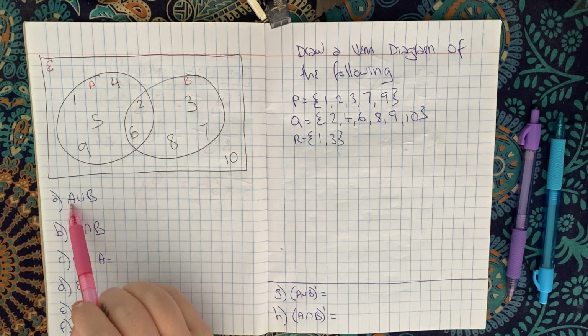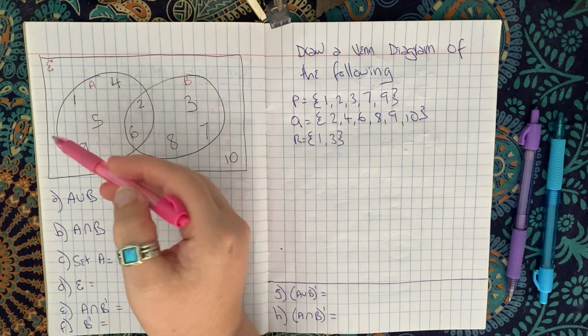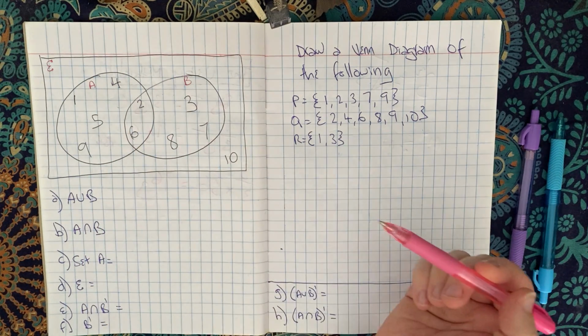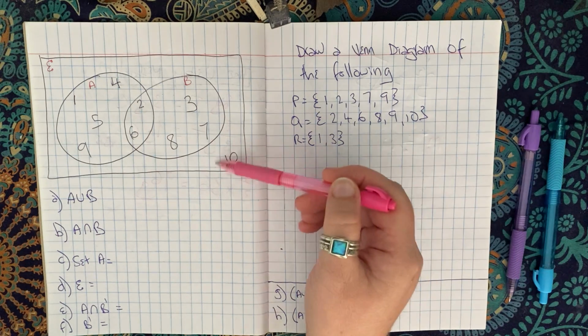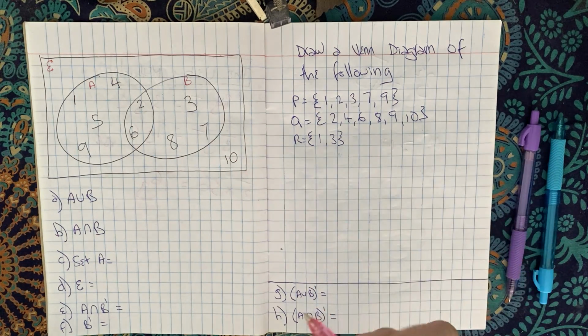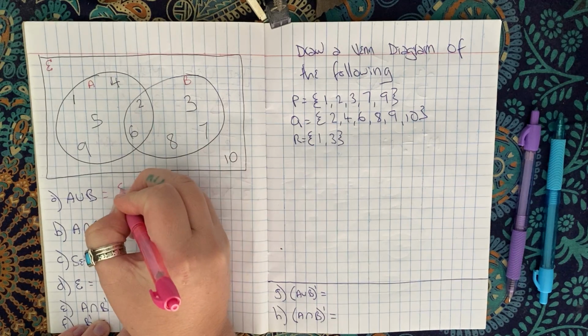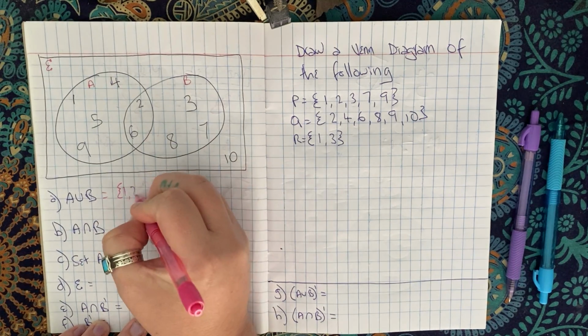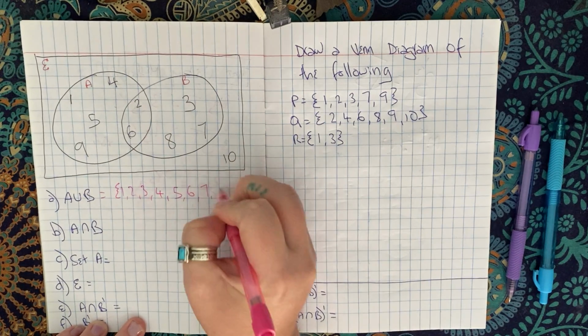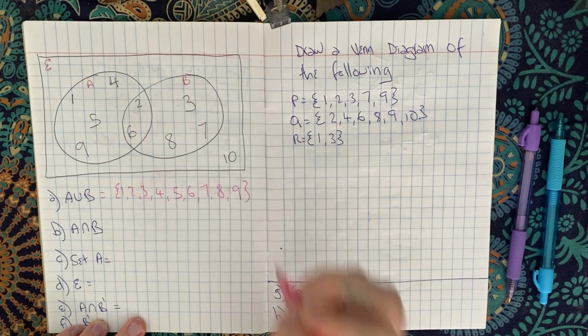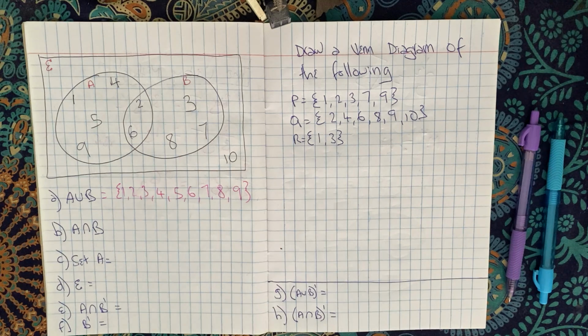So when I say I want the union of A and B, I want everything that is in A and B. So I've got the numbers 1 through 10 in this set, and the only thing that does not belong in either A or B is 10. So I'm going to say this equals, I'm going to use my curly brackets, {1, 2, 3, 4, 5, 6, 7, 8, 9}. So that is everything that is the union of A and B.